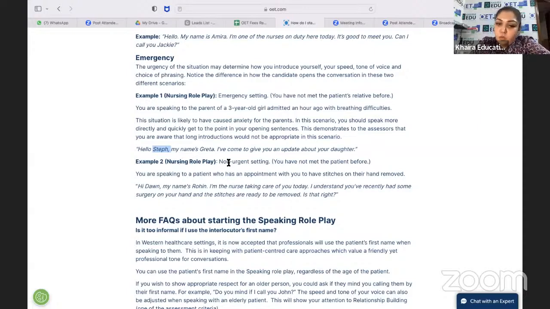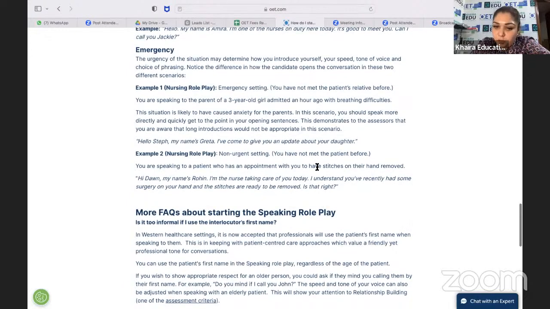Now compare this to a non-urgent setting where you've not met the patient before. You're speaking to a patient who has an appointment with you to have stitches on their hand removed. Hi, Dawn, my name's Rohin. I'm the nurse taking care of you today. I understand you've recently had surgery on your hand and the stitches are ready to be removed. Is that right?